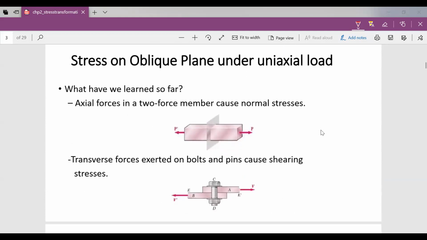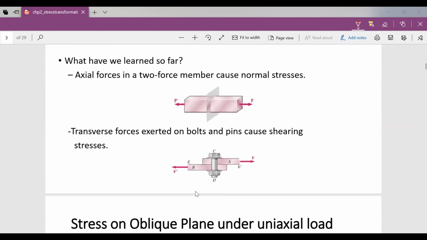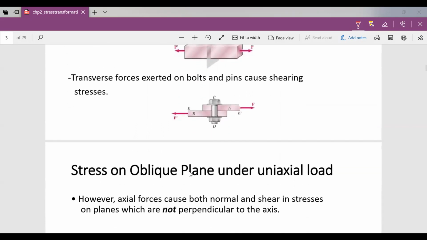Stress on an oblique plane under uniaxial load. What I've learned so far, the basic is that axial forces in a two-force member cause normal stress, one to the left and one to the right, so that the forces of equilibrium are balanced. The same goes for transverse forces exerted on the bolts and pin, causing shearing stresses. As usual, one to the right and one to the left balance the equilibrium.